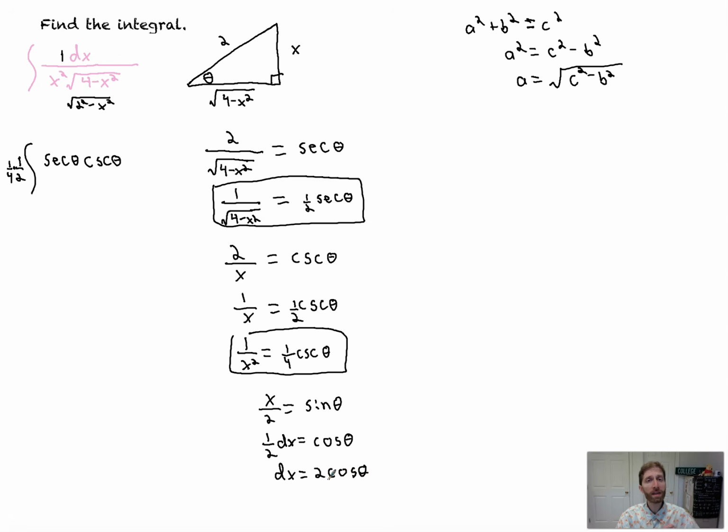All right, so at that point, we're in really good shape because dx is now 2 cosine theta d theta. So now I'm going to multiply by 2. I'll squeeze that in there and multiply by cosine theta d theta.